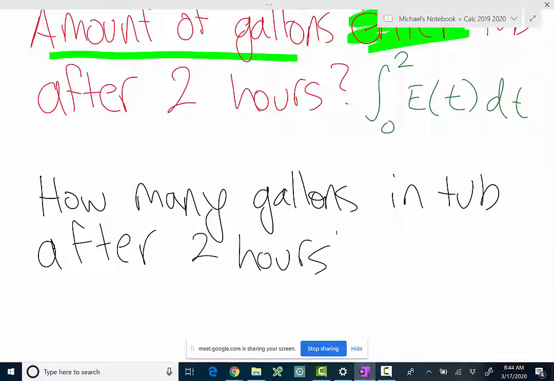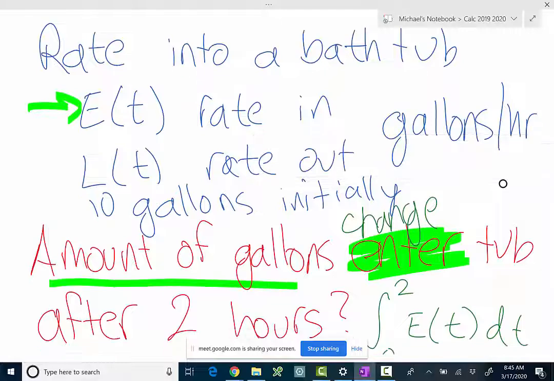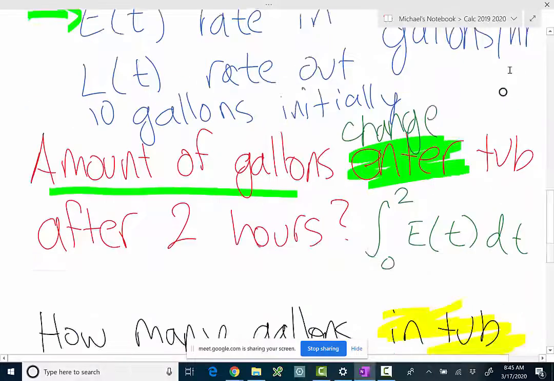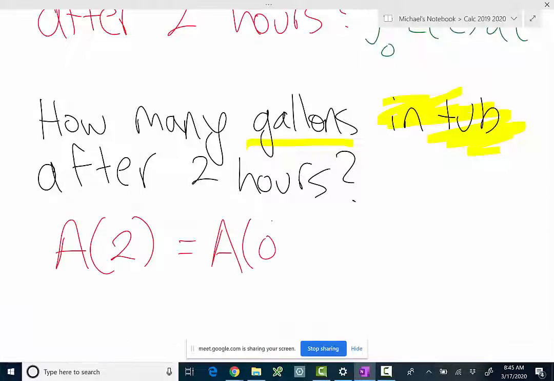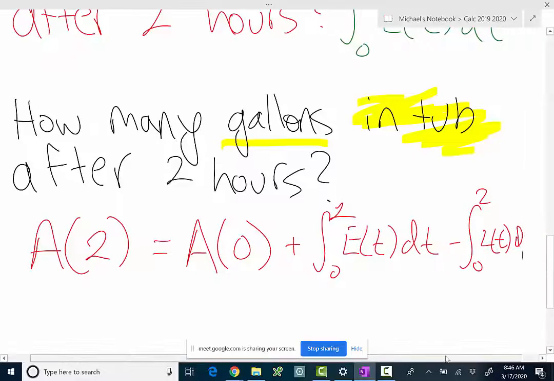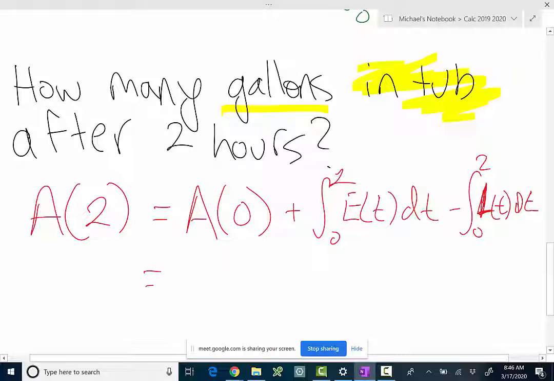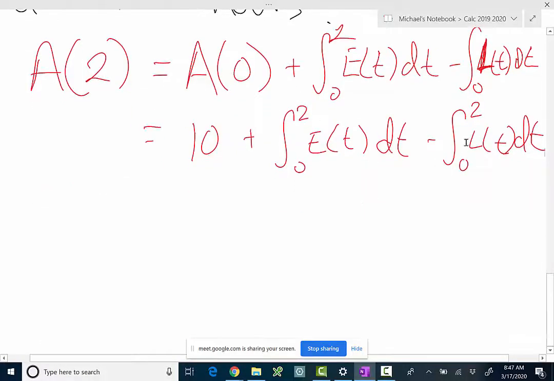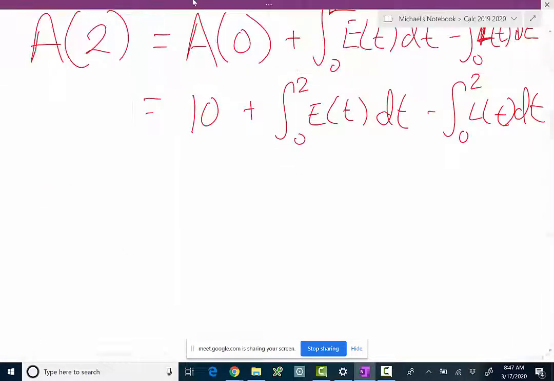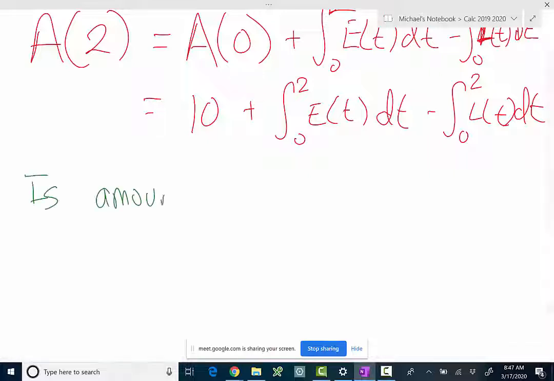Now, if instead they ask us how many gallons are in the tub after 2 hours, that's a total. So now we need everything. We need the amount going in, we need the amount coming out, and we need to consider that 10. So this is where we're going to use that formula. And I want to separate these. We'll see why in a minute. But I want to separate the integral. So it's 10 plus the integral of the in part minus the integral of the out part. And then if you had equations, you would type those into a calculator.